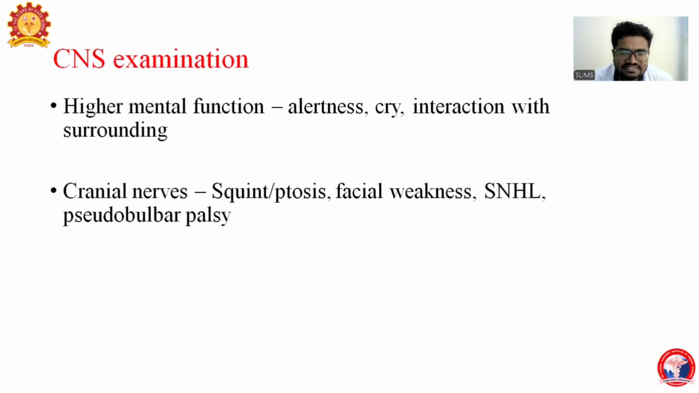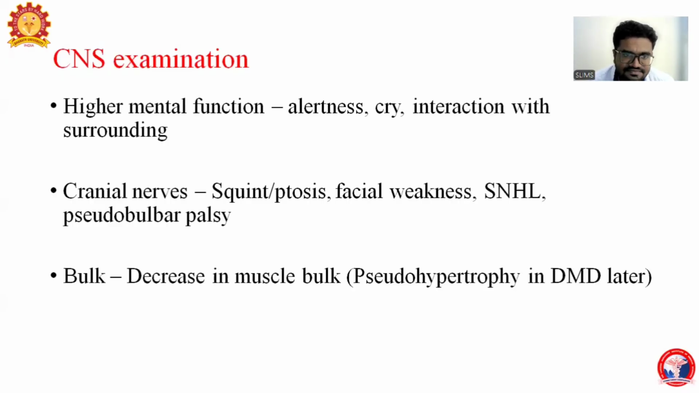So when there is a floppy baby with ptosis, which means drooping of the upper eyelids, and ophthalmoplegia and squint, always suspect myasthenia gravis. When there is facial weakness and lower cranial nerve involvement, cranial nerves 7, 8, 9, 10, and 11, always suspect congenital myopathies. So involvement of cranial nerves will also help us in diagnosing the floppy infant, and it can even help us to narrow down our differentials.